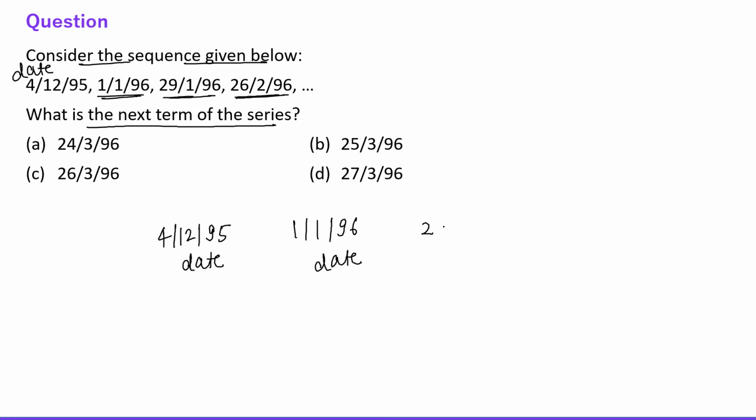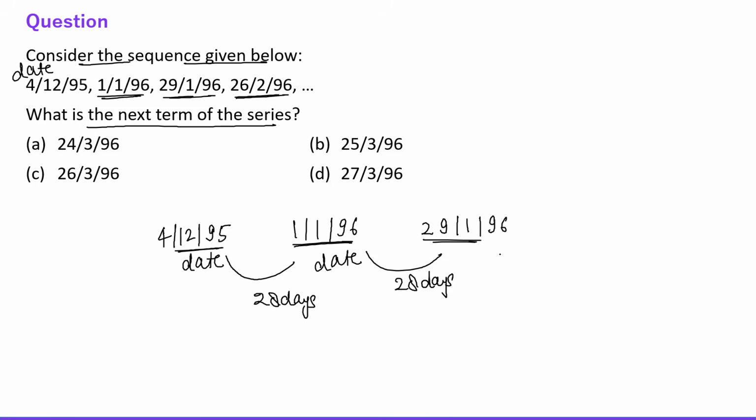And then 29th January 1996. 1st January and 29th January is a gap of 28 days. Alright. The next one is also a gap of 28 days. And here, 26th February 1996 is also a gap of 28 days. So the next date will be after 28 days of 26th February 1996.